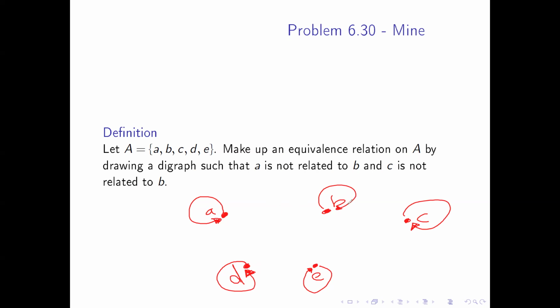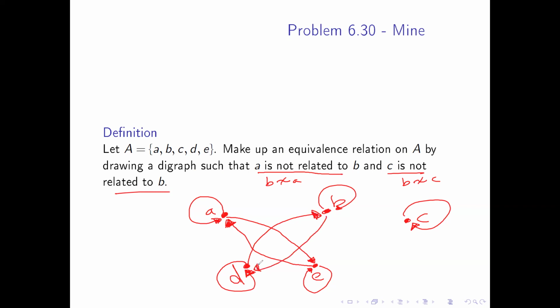Well, A is not related to B, so that means by the symmetric that B is not related to A. And C is not related to B means that B is not related to C. So there are no edges between these three up here. I could, however, have A be related to E, in which case E is going to have to come back up and be related to A. Similarly, I could have D be related to B, and B has to be related to D.